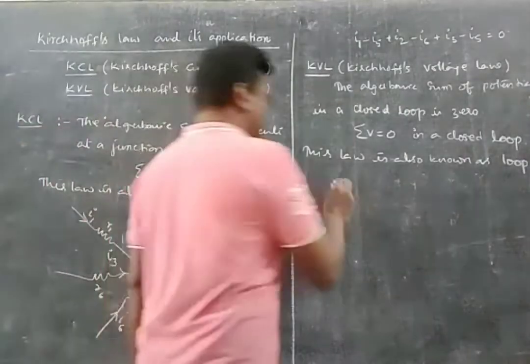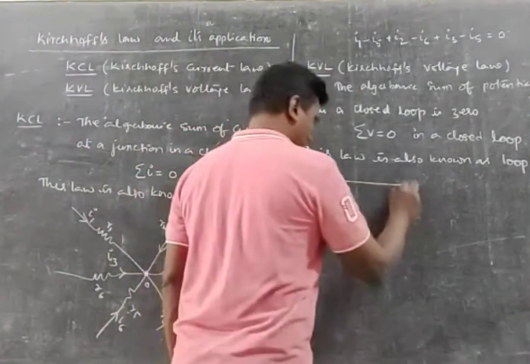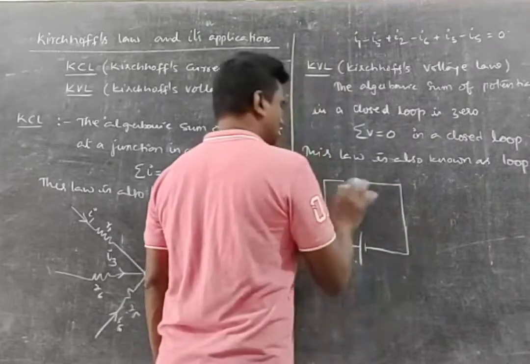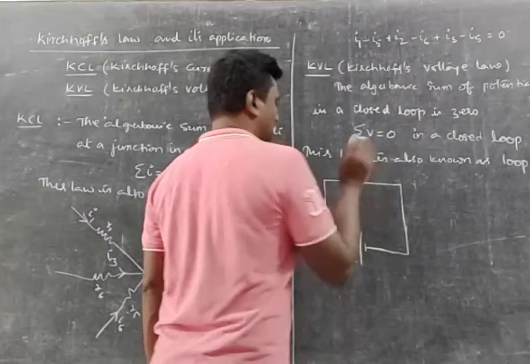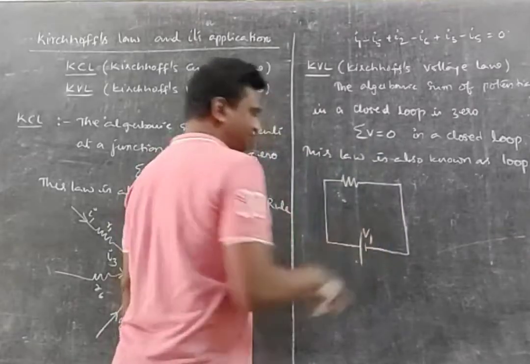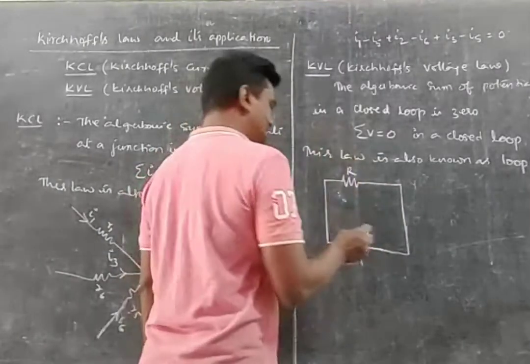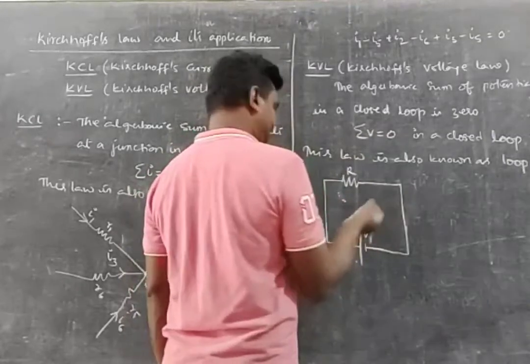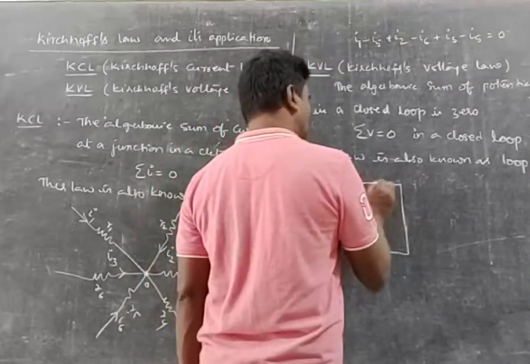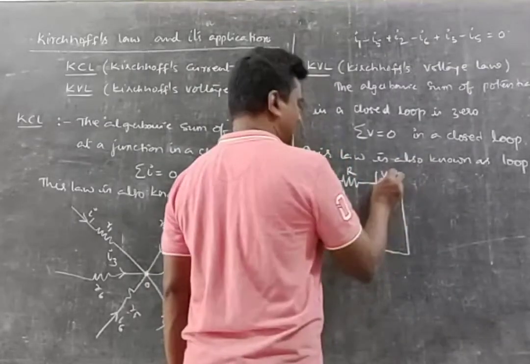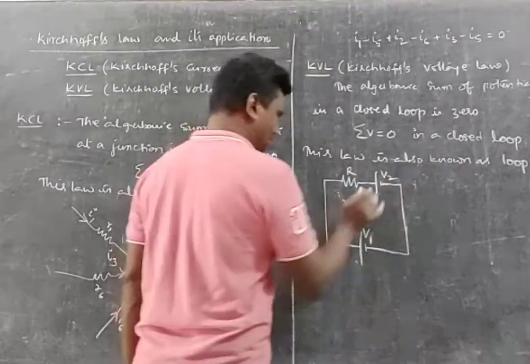Now, let us suppose there is a potential difference V over here, and a resistance I, and there is one more battery, V1 and V2. Or you can go like this.